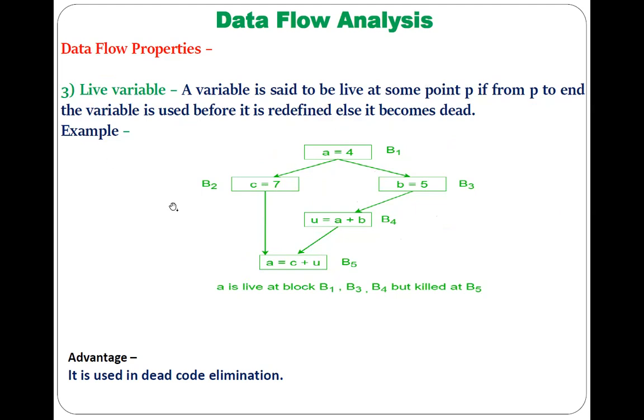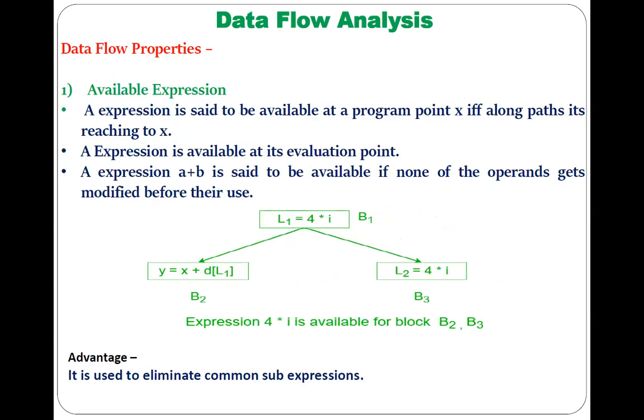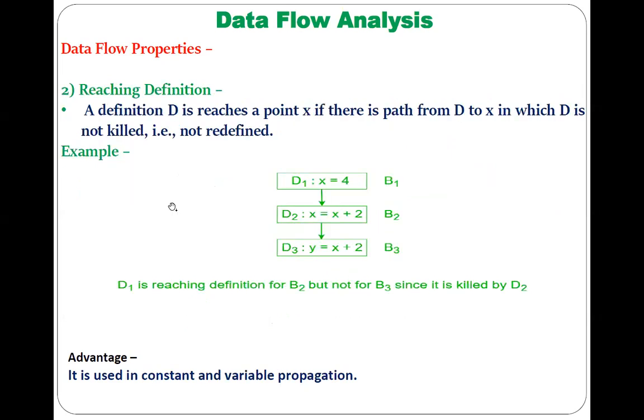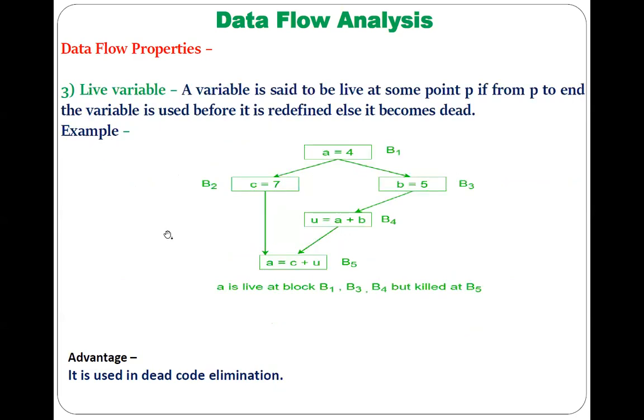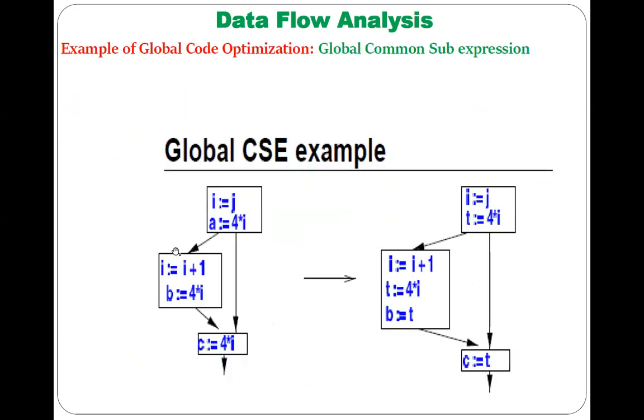Okay. So from these three properties: using the available expression, you can do the elimination of common sub-expression. Using the reaching definition, you can do the constant propagation. Using the live variable analysis, you can do the dead code elimination. So using these properties of the data flow, you can do the code optimization that is considered as global code optimization.